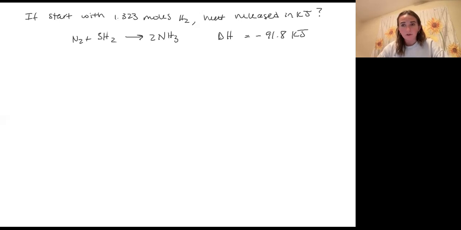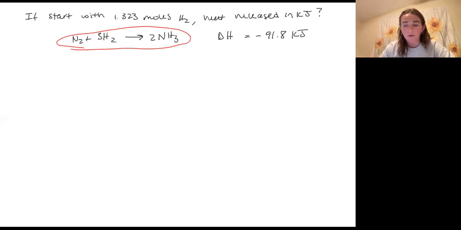When you're given a delta H for a reaction, I like to think first: is this going to be a reactant or a product? The enthalpy of a reaction is for one reaction. So one reaction of these will produce 91.8 kilojoules of energy. If we're producing energy, is that going to be a reactant or a product? Do we need to use it first, or are we going to give it off afterwards? Good. It's going to look like a product.